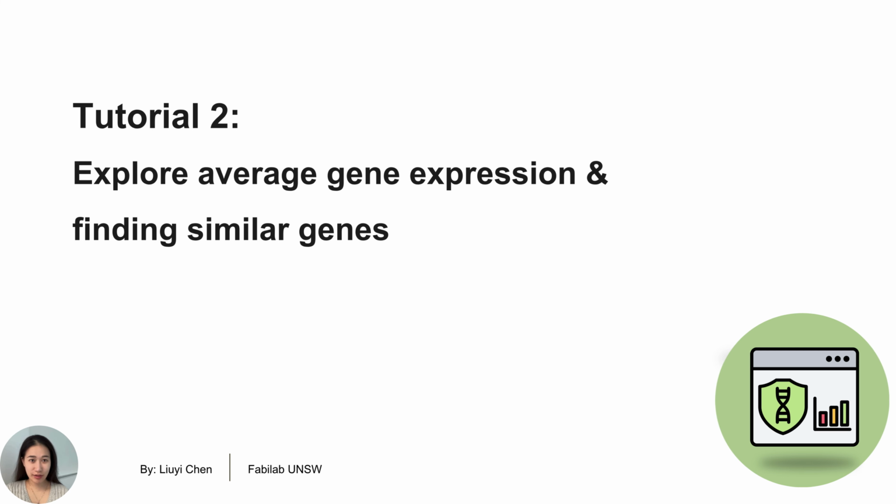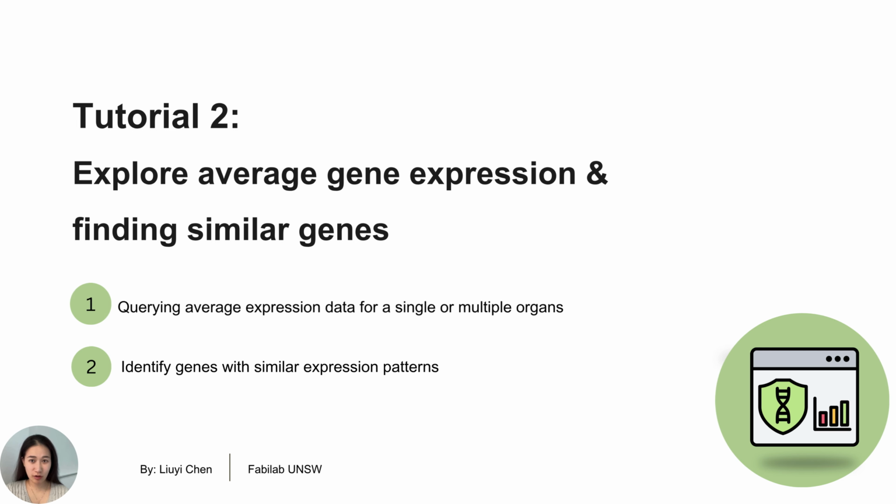In the last tutorial, we learned how to set up the Python virtual environment, install the Atlasapprox package, and run the first query. So today we will dive deeper and I am going to teach you how to explore gene expression data using the API. By the end of this session, you will be able to do this task on your own: querying average gene expression data for single or multiple organs, and identifying expression patterns of similar genes.